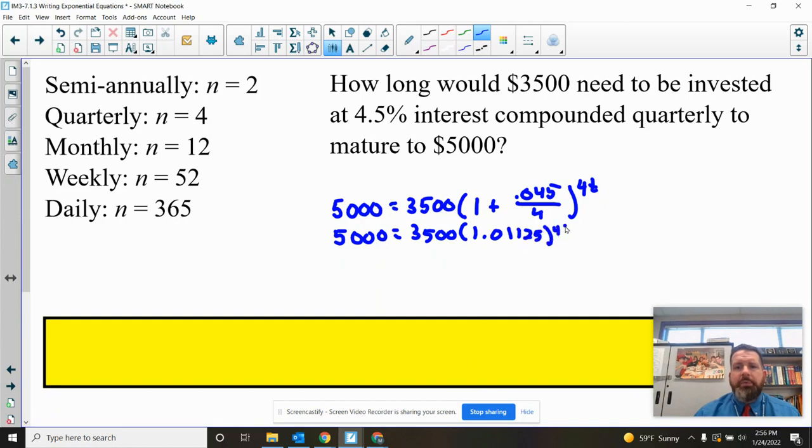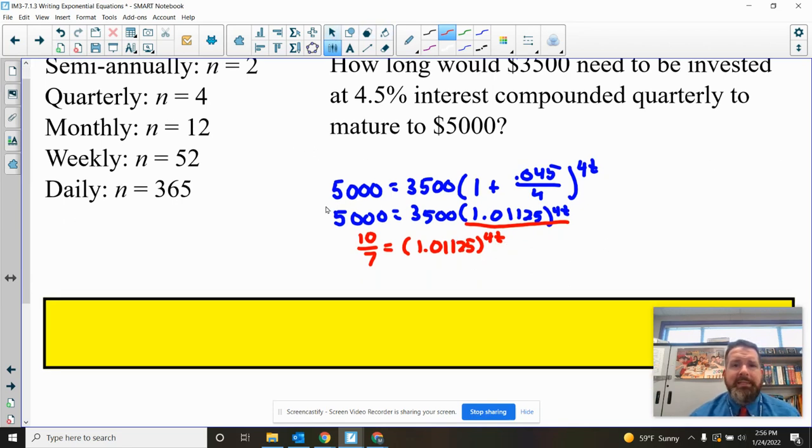to the 4t. This is just an exponential equation. You know how to solve exponential equations. Get the exponential part by itself. So we're going to divide by 3,500. 5,000 divided by 3,500. Doesn't come out nicely, but as a fraction, it's just 10 over 7. So 10 over 7 is 1.01125 to the 4t. Switch to your log form.